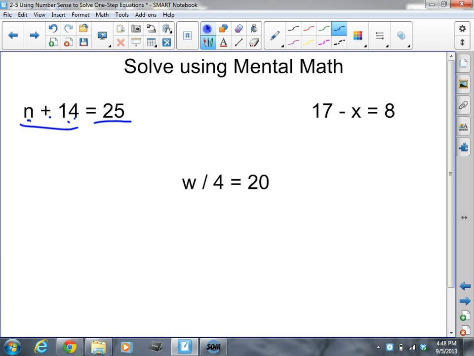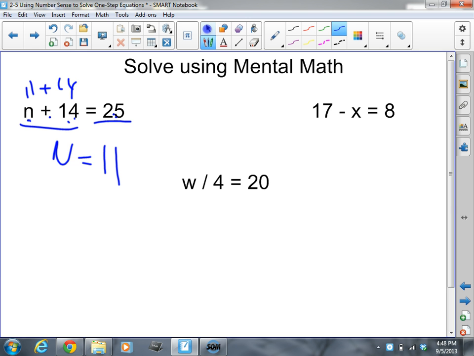Something plus 14 is 25. So let's think. 10 plus 14 is 24. Ooh, if n were equal to 11, 11 plus 14 would equal 25. So you see, I use my brain and solve this.